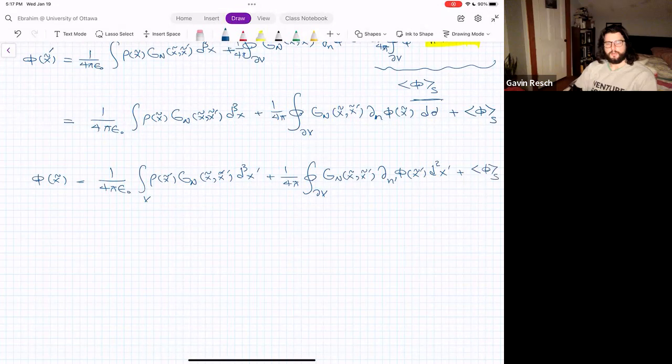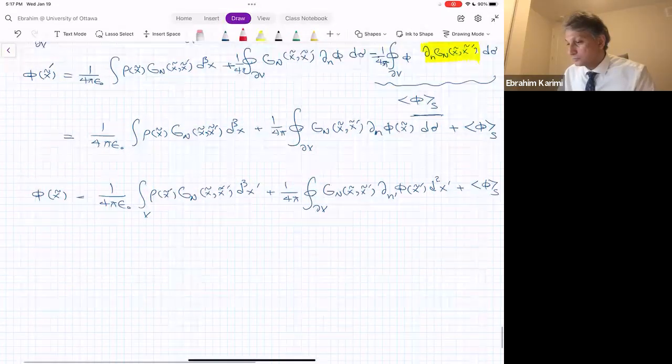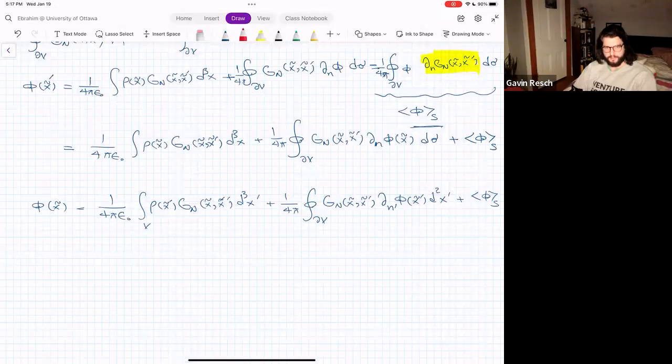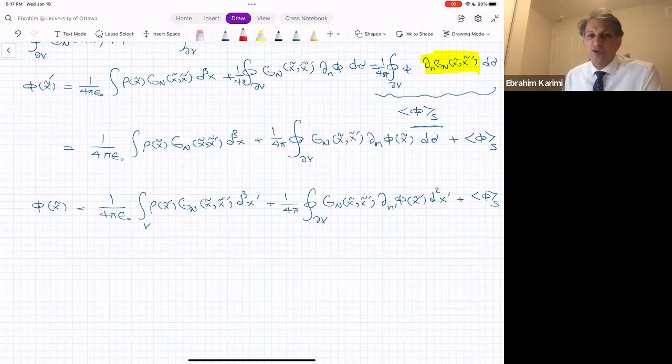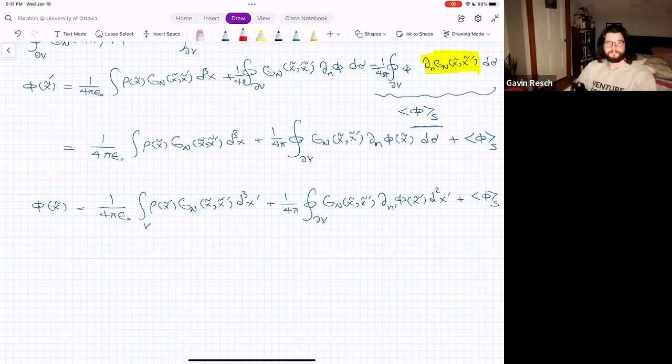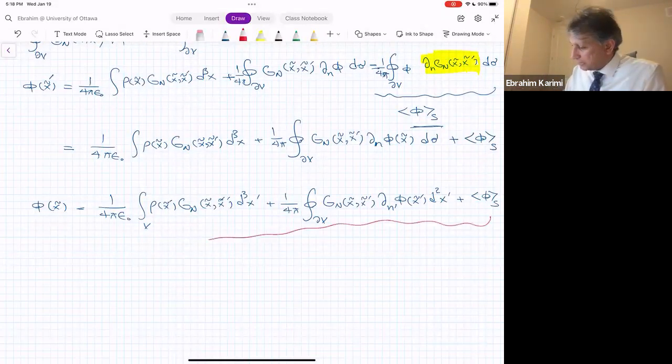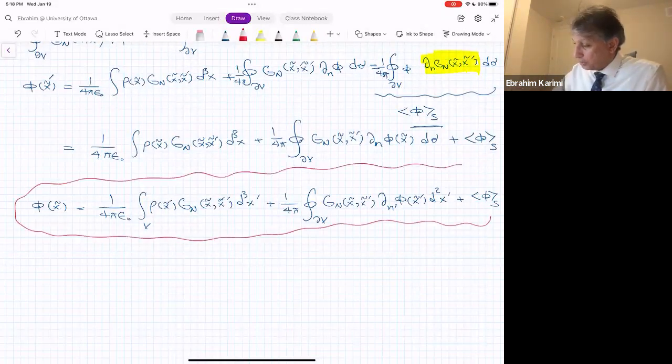Sorry, why aren't you subtracting the average? Which one? The average of the potential over the surface. It's minus. Oh, I didn't want to keep it. It's a constant. It's negative or positive, it doesn't matter really. Yeah, but you are right, you have to write it. And that is the potential for Neumann boundary condition.